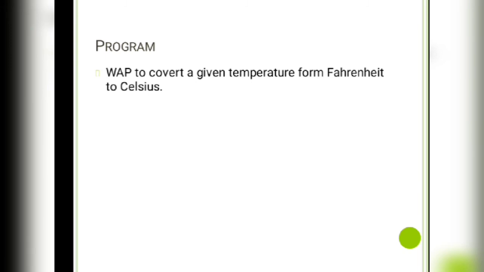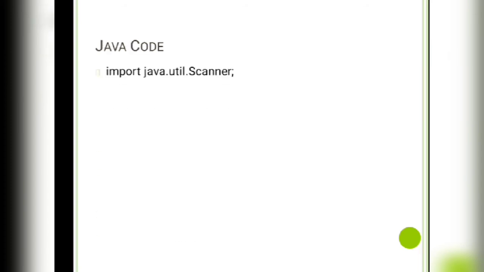Let's talk about the second program. In this program we are converting the Fahrenheit temperature value into Celsius. For this we must know the formula. The formula is C = 5/9 × (F − 32), which is the basic formula. Now start with the code.